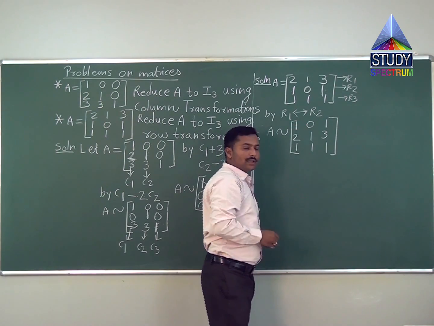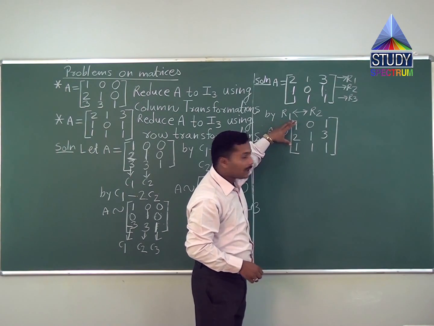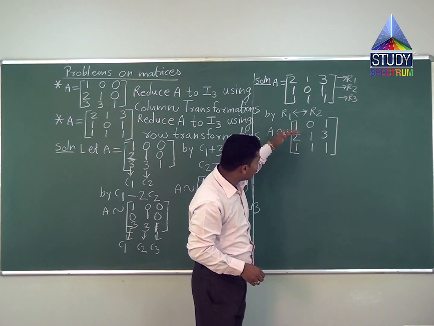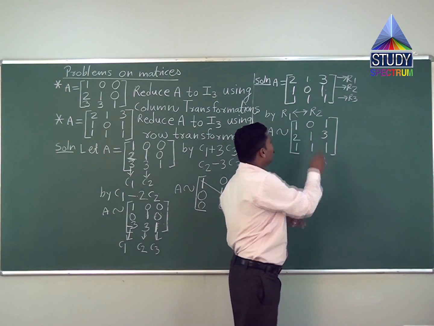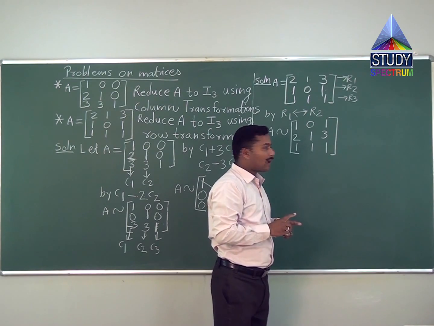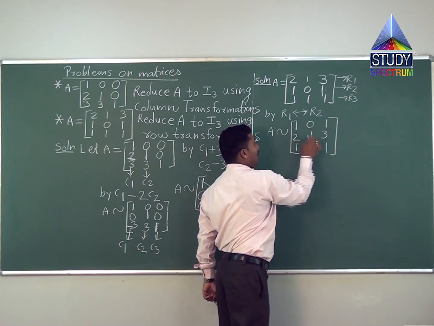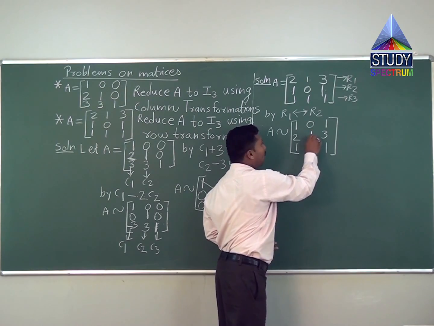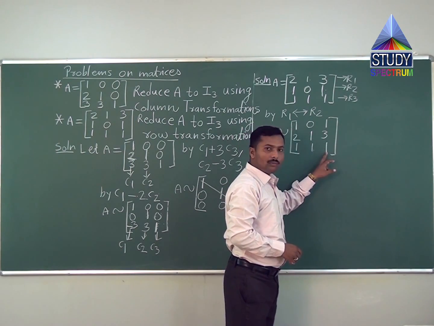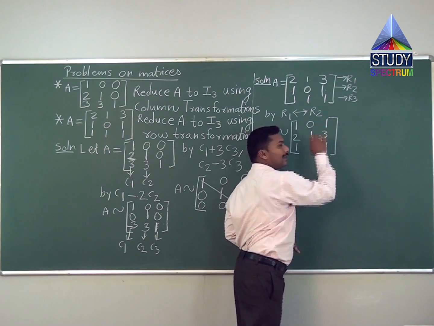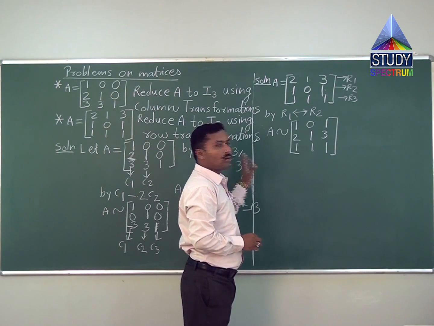In the row transformation, use the first diagonal number and make the numbers zero below this one. Again, use the second diagonal number, make it one, and make the numbers above and below it zero using row transformation. And by using the last, third diagonal number, make the two numbers above it zero using row transformation. This is the simple idea for row transformation.